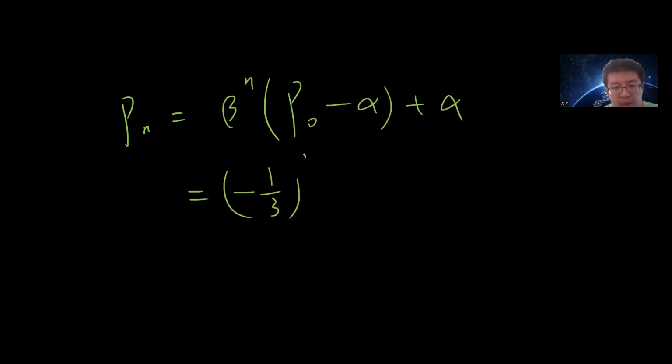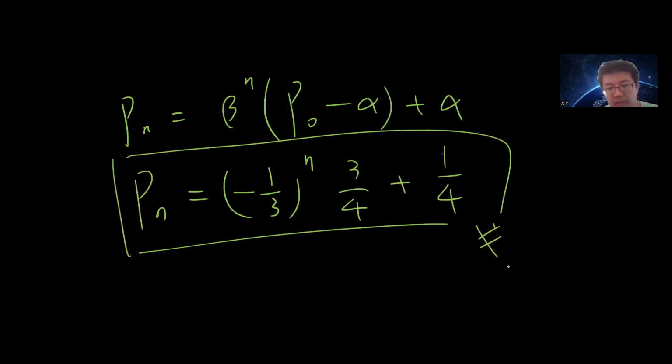Combining these, we finally get Pn equals beta to the n times P0 minus alpha, plus alpha. P0 is 1 and alpha is 1 divided by 4, so it's 3 divided by 4 times minus 1/3 to the n, plus 1/4. So this is our first solution, the general solution.